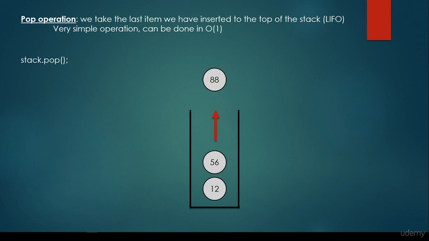So if we call stack.pop, it's going to pop the last item we have inserted. And we inserted the 88, so that's why it's going to be popped out of the stack. Okay, what if we call the pop method again? Then it's going to pop out the next item, which is the 56.